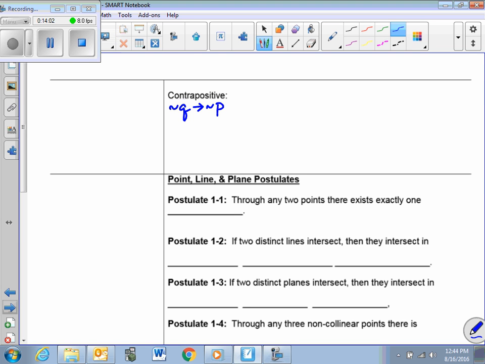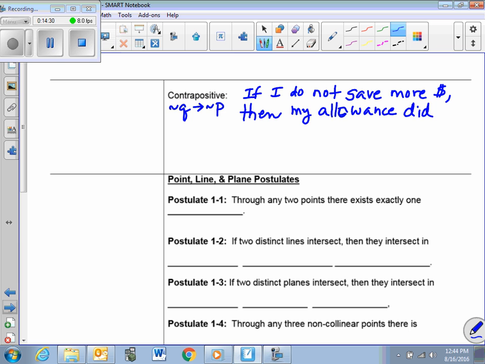So let's see, Q was I can save more money. So if I do not save more money, that's not Q, then, and here's not P, my allowance, oops, got a problem there. My allowance did not increase. Okay, and don't forget which of these are logically equivalent. Contrapositive is logically equivalent to the conditional statement. Converse and inverse are logically equivalent, meaning they have the same truth value.